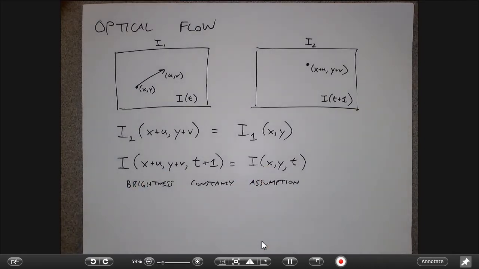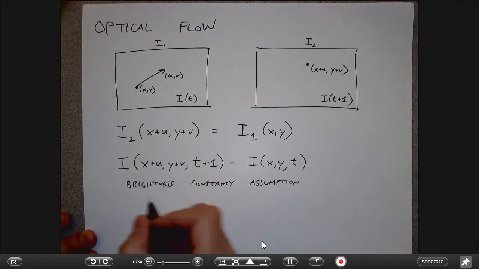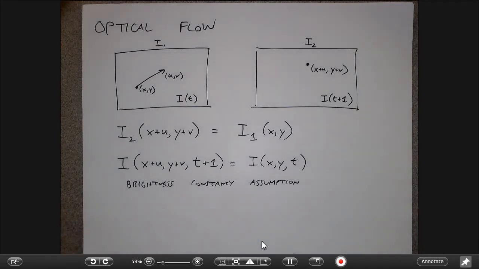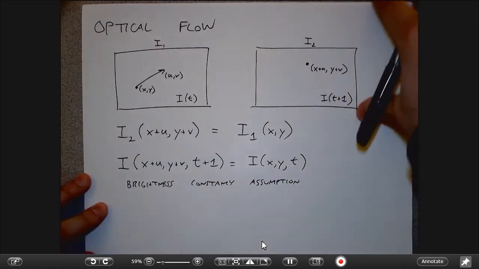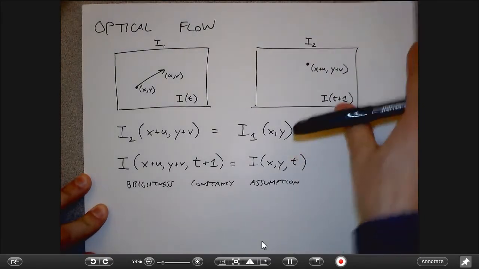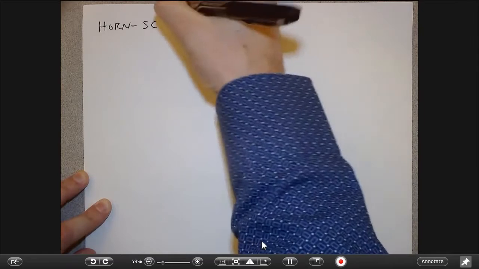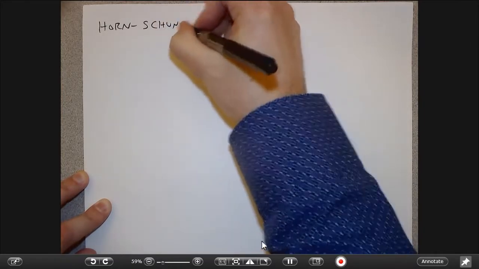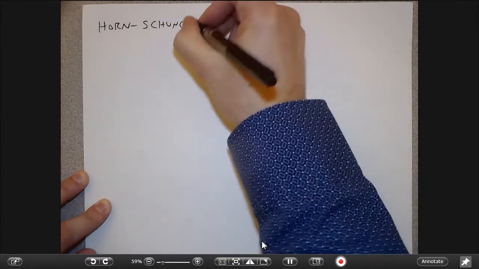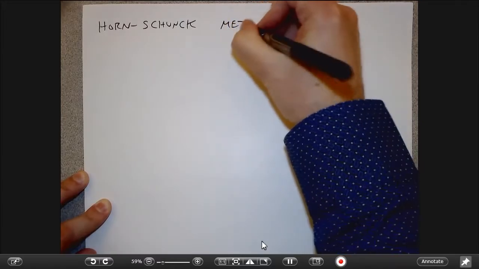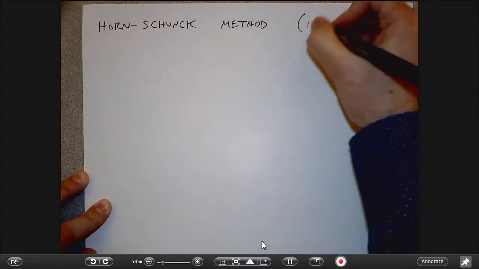Okay, so let's take the very first optical flow algorithm. The first formalization of how to solve this problem was by Horn and Schunck. Horn is a very famous computer vision researcher. Make sure I spell Schunck right. And so this is often referred to as just HS.